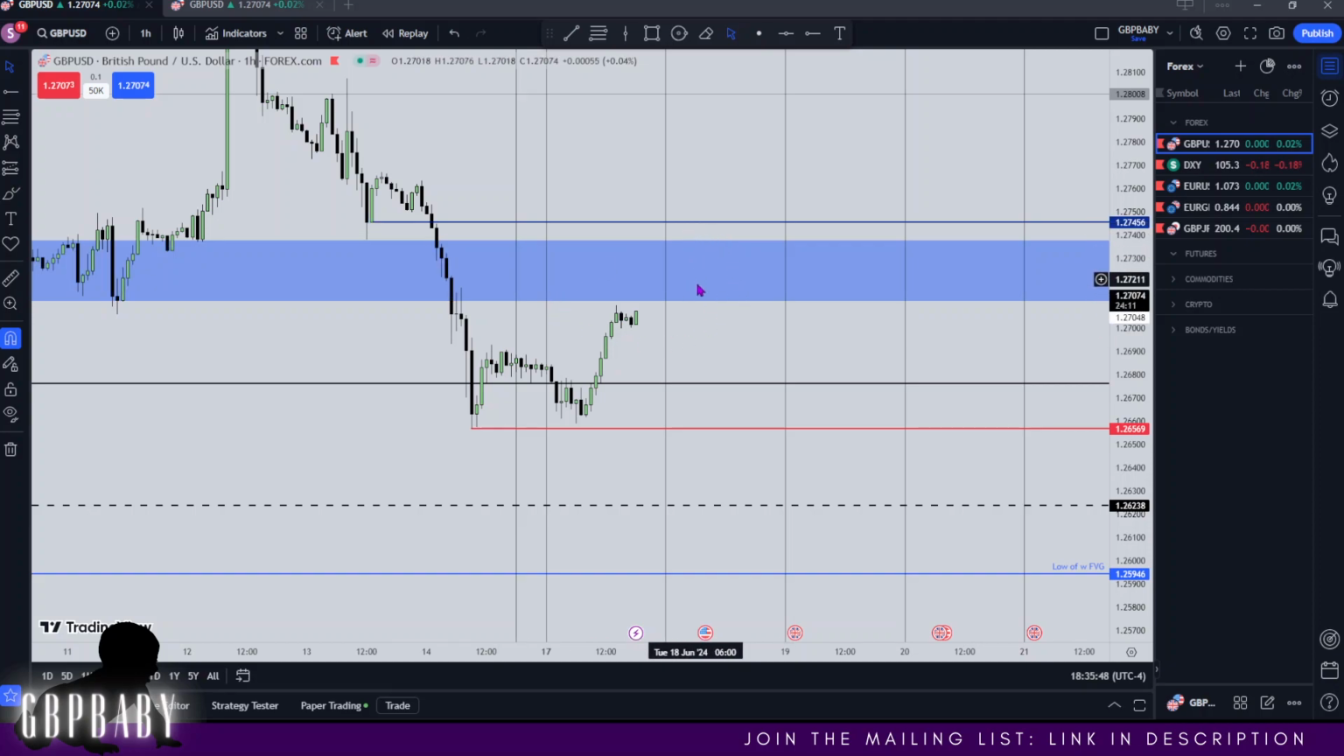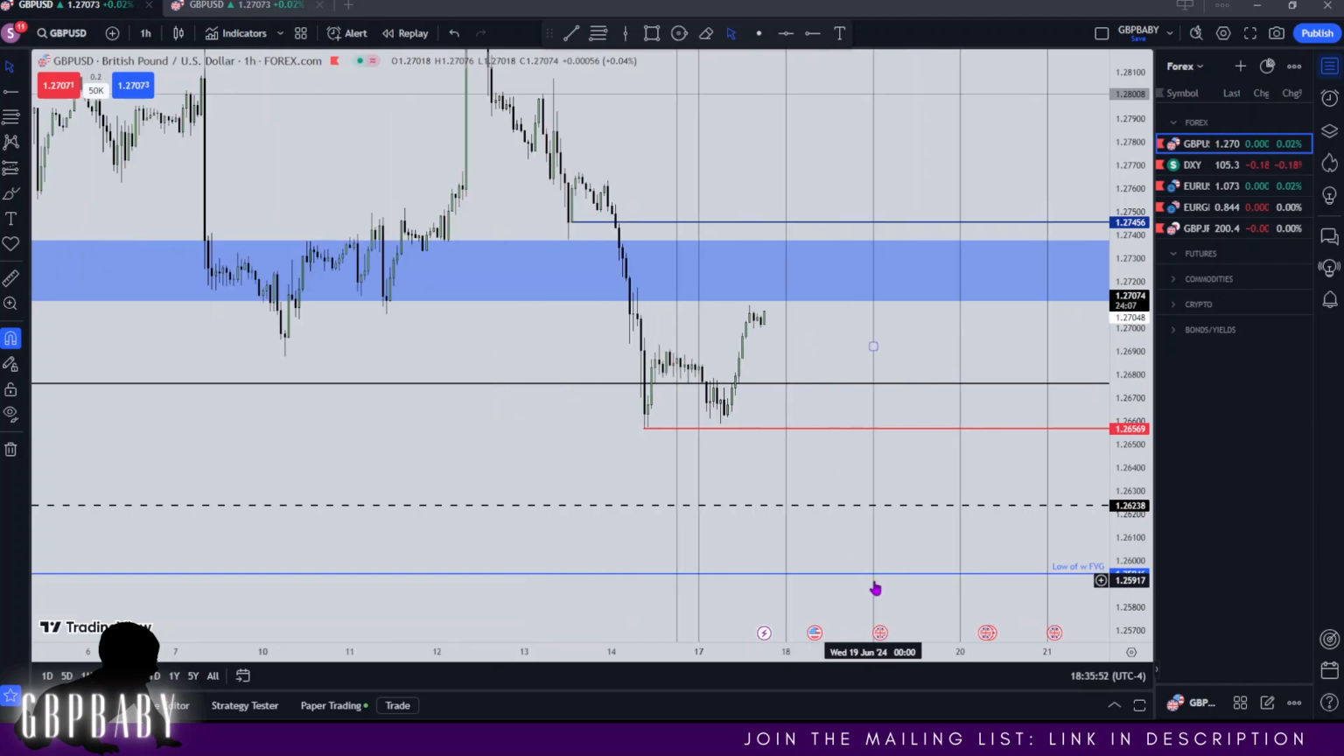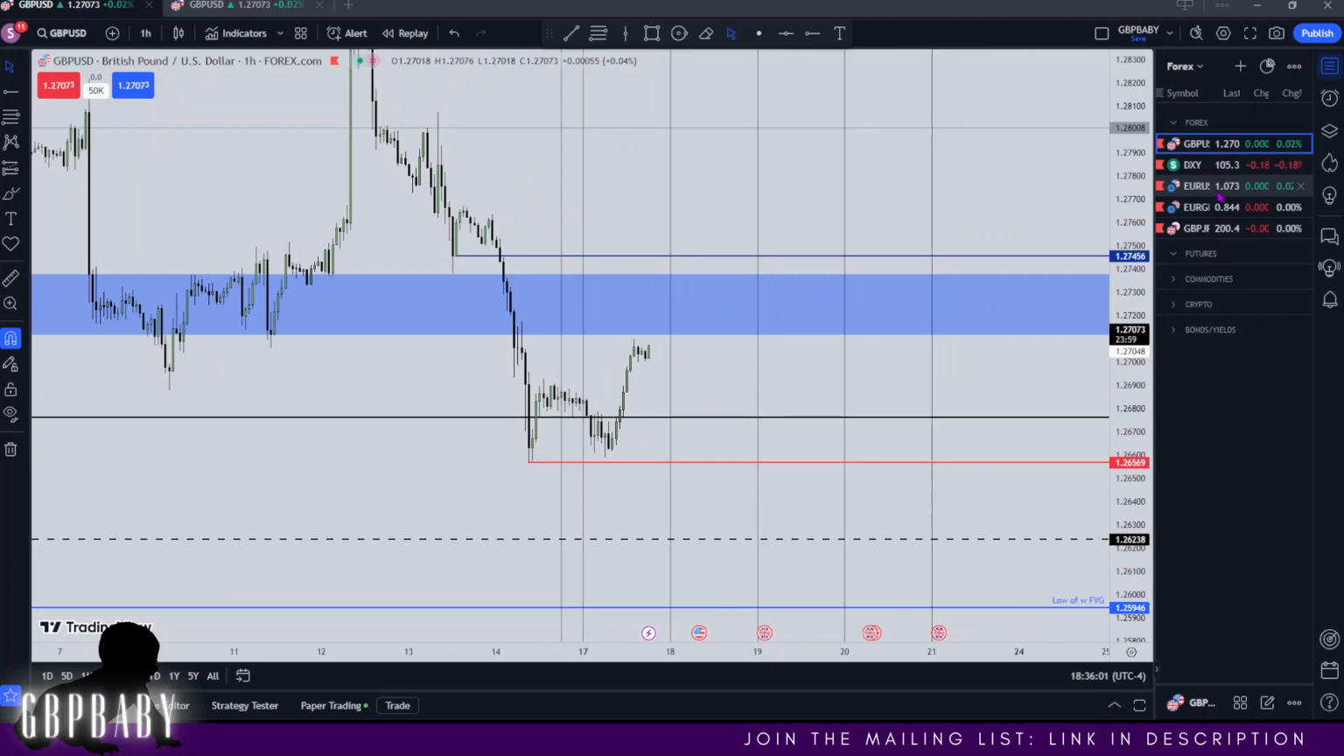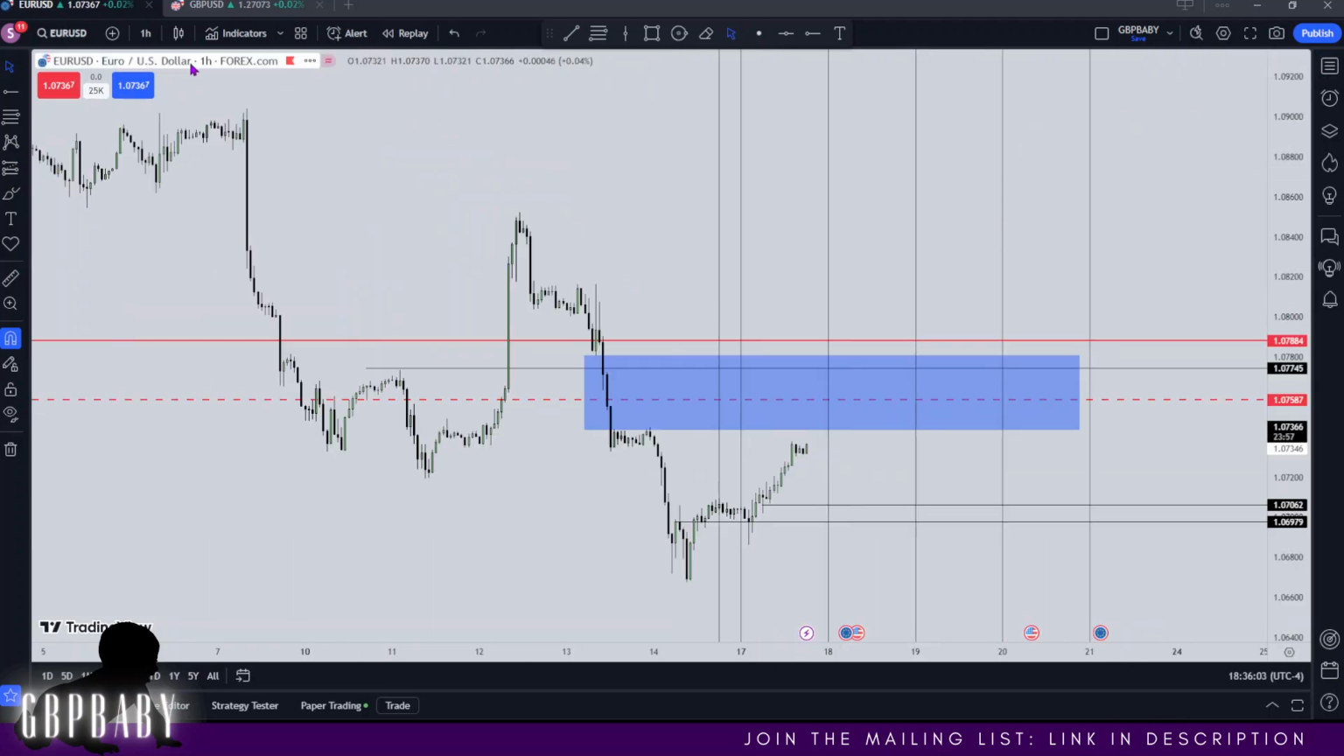I want to see resistance in this range, and then I'd like to think we can start to leave it. So pretty simple. These targets down here, again, I spoke about these in my weekly review. This is what I want to see price reach later on in the week, but for more detail, go check it out. Finally, we're going to finish up on euro.